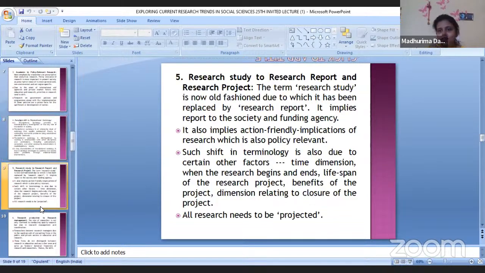Next is the paradigm shift from research study to research report and project. Now, this term research study has become very outdated, old-fashioned. What is this research study? Remember, when you are conducting a social research, what are the different steps used in social research? Firstly, you have to select a particular topic. That means you have to state and define your research problem.